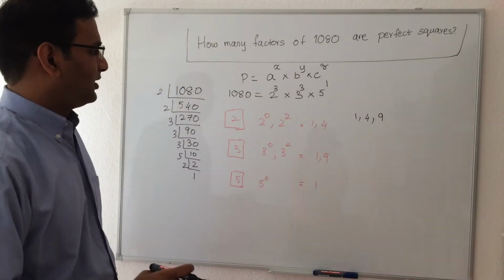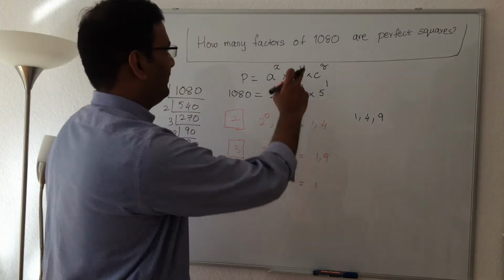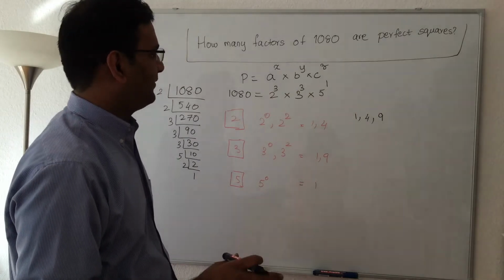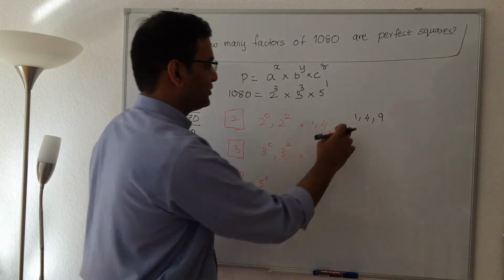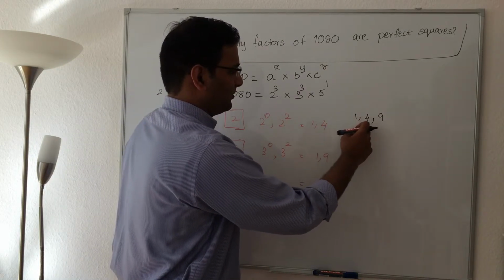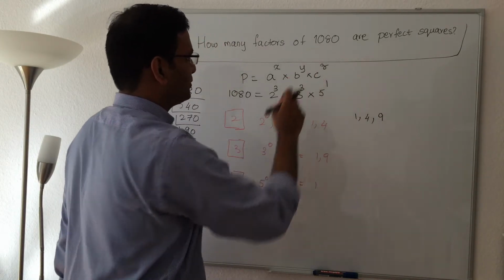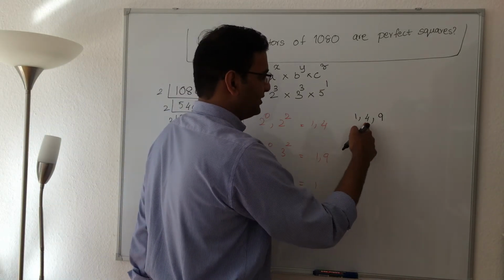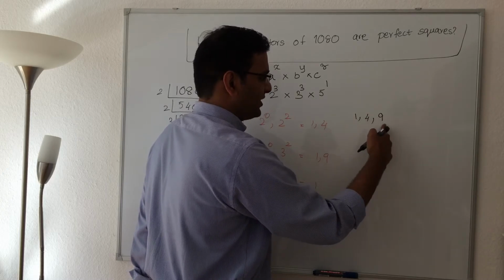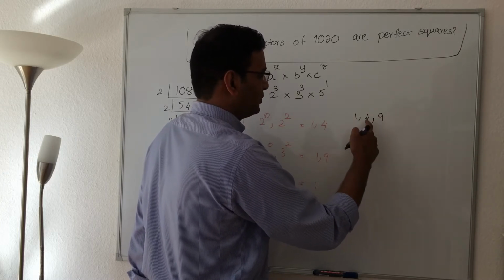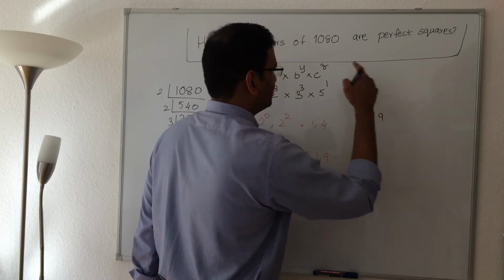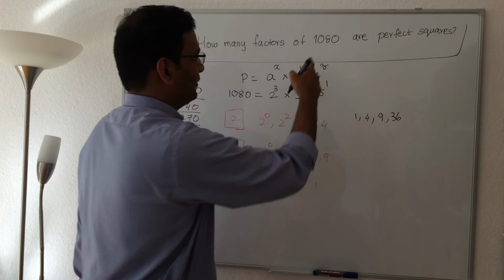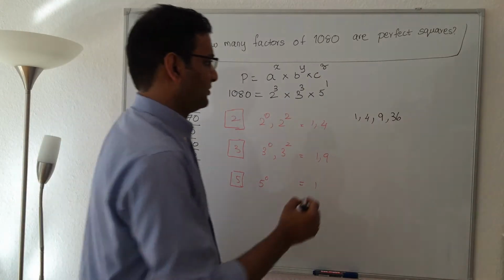We also know that the product of these numbers could also be a factor of 1080. So let us figure out the unique multiples of the factors here that are also factors of 1080. So 1 times 4 is 4, it's already there, so let's ignore. 1 times 9 is 9, it's already there, let's ignore. 4 times 9 is 36, it's not in the list, so 36. 36 is a factor of 1080, so this is the solution.